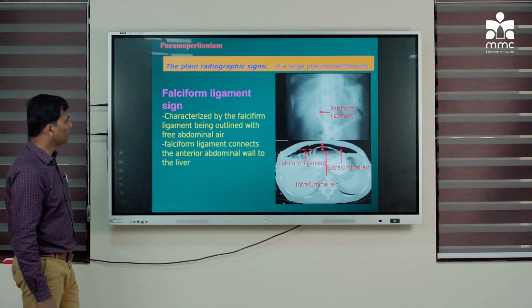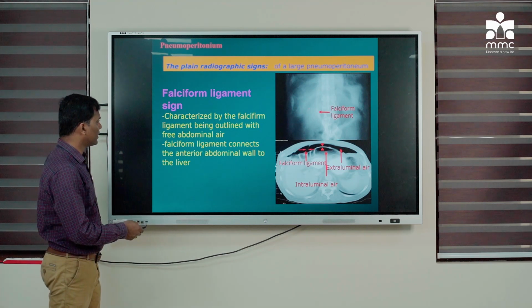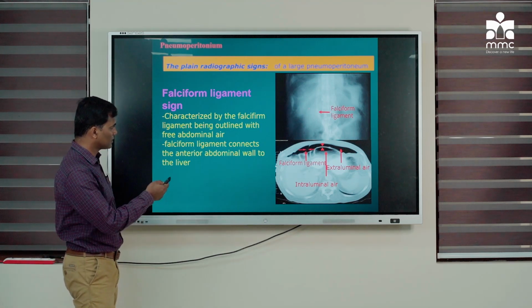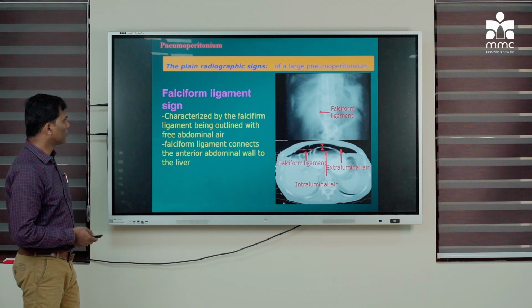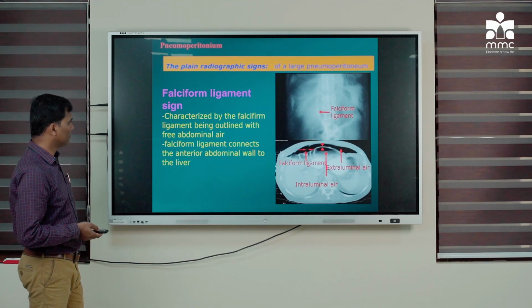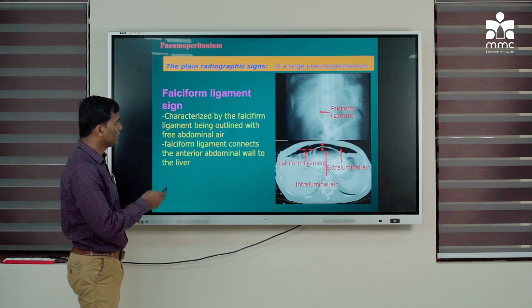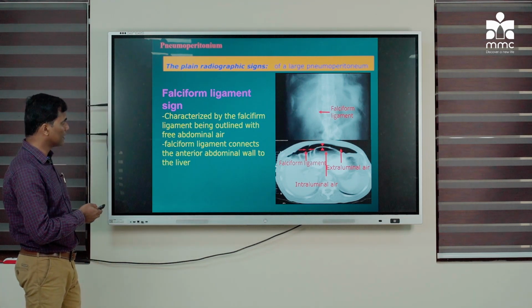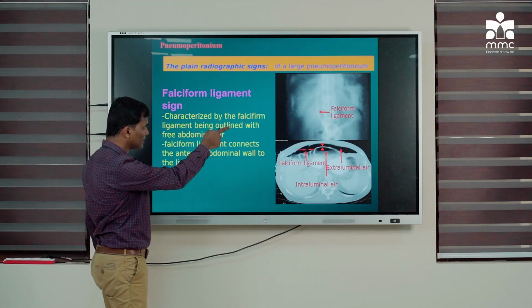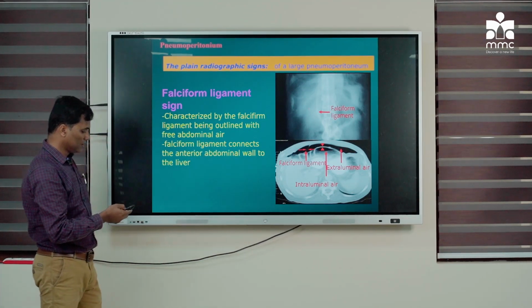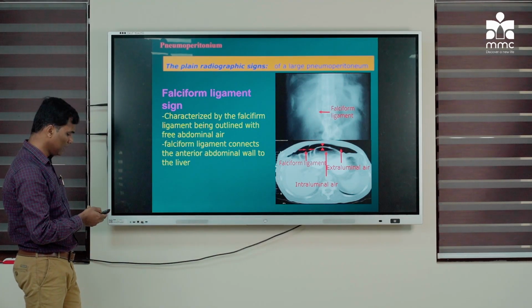Similarly, there is the falciform ligament sign. Normally the falciform ligament, which attaches to the liver, is not outlined by any air. Once it is outlined by the air in case of pneumoperitoneum, that ligament will be seen very nicely, like in this case. The first one is the X-ray where you can see the ligament; in the corresponding CT, you can see the extraluminal air collection.